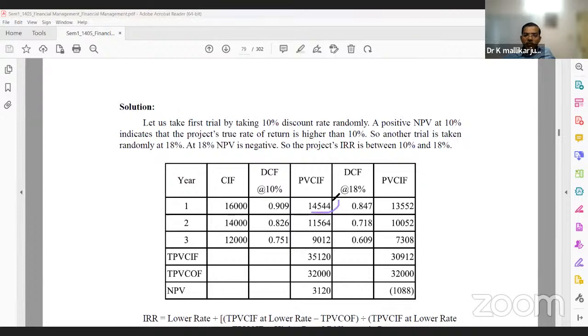these cash flows are reinvested again. For example, 32,000 rupees initial outflow is there, and these are the profits. So whatever these cash flows are, they are reinvested at the same percentage. That is the basic assumption of the IRR method.